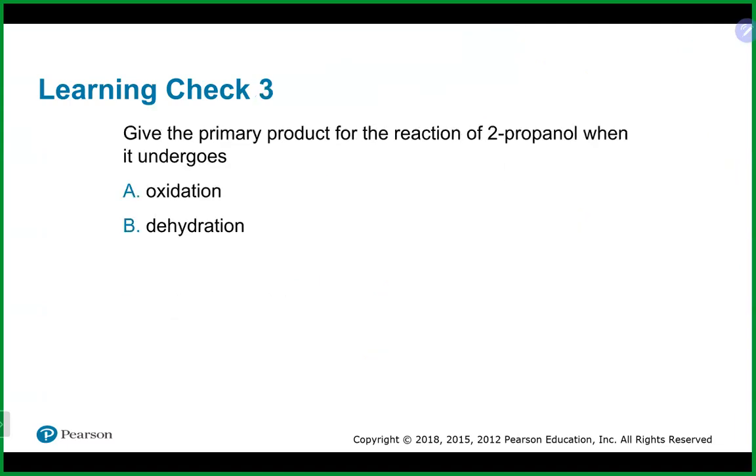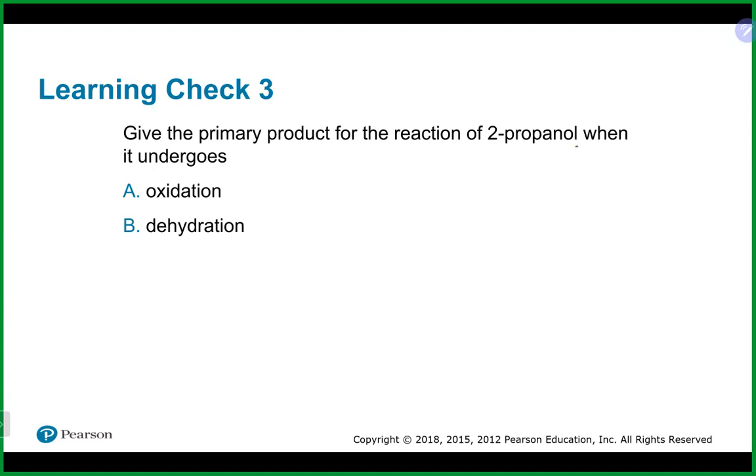All right, so let's do 2-propanol. Give the products when you do the oxidation and you do the dehydration reaction. So draw out what you should get. I would start with drawing 2-propanol. All right, so let's take a look. We're going to start with our 2-propanol.